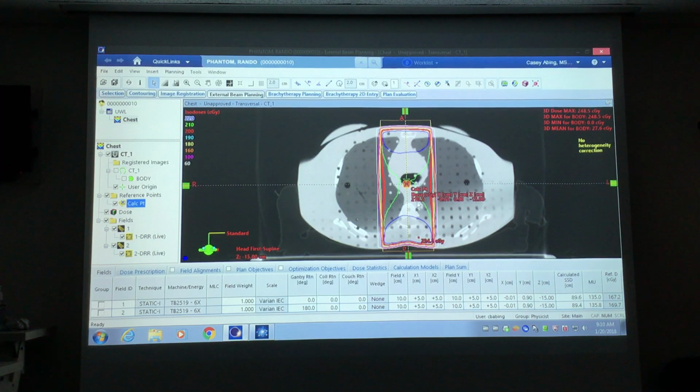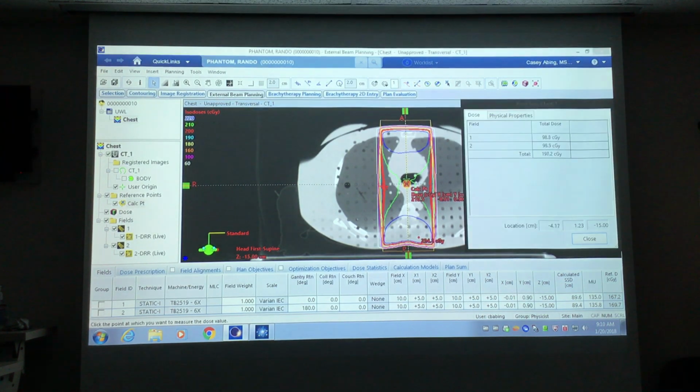If I look at my calculation point now, it is not getting 200 centigray. It's getting 210, 211 centigray. If I look at the dose at a specific point, right at my prescription isodose line, which used to be the 95% line, now it's the 100, it's getting prescription dose. My calculation point is getting more than prescription dose.